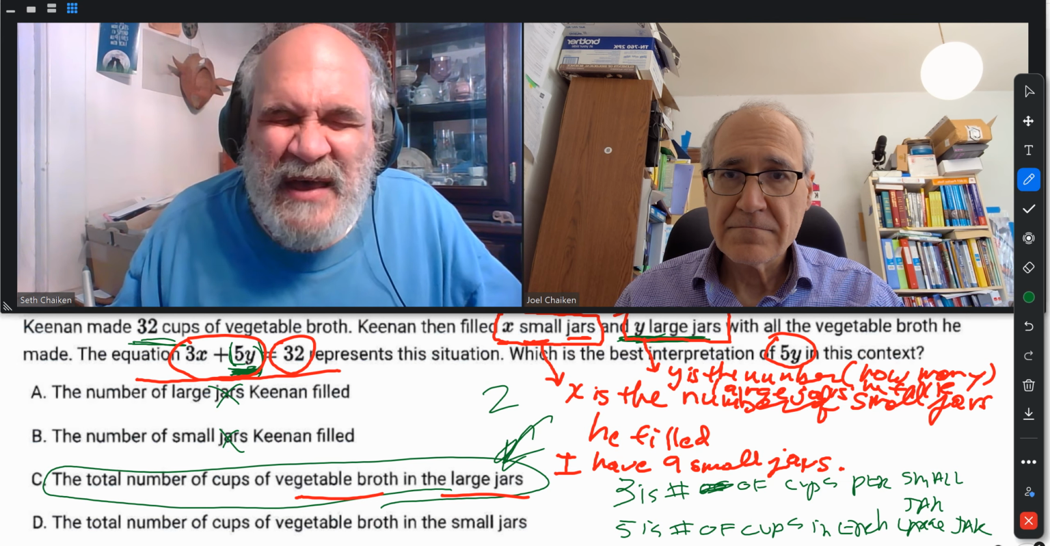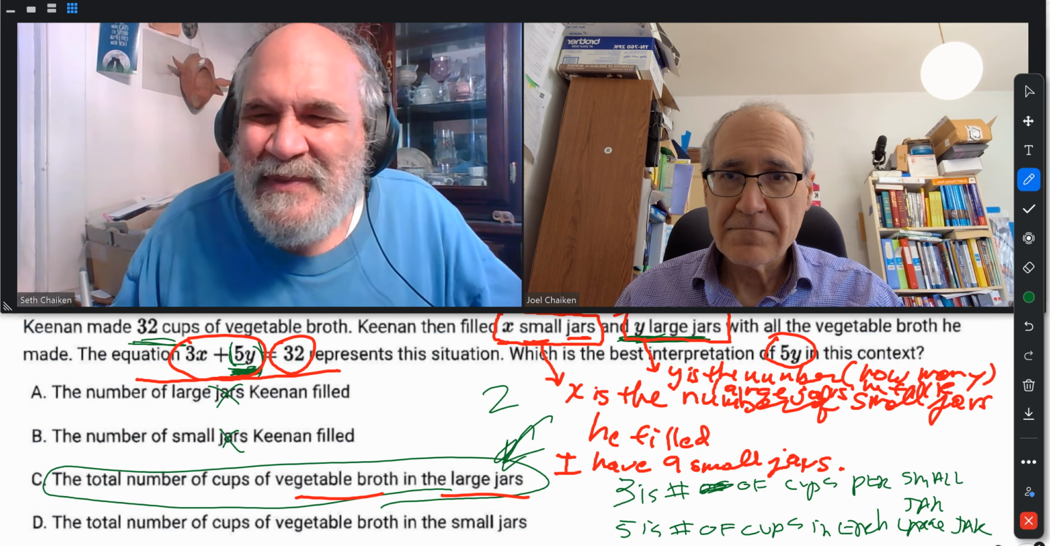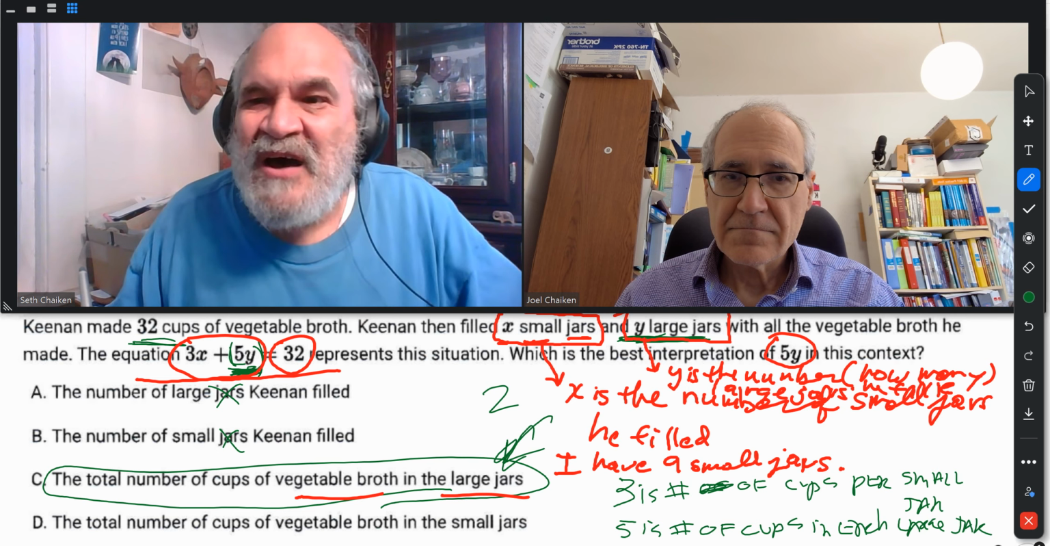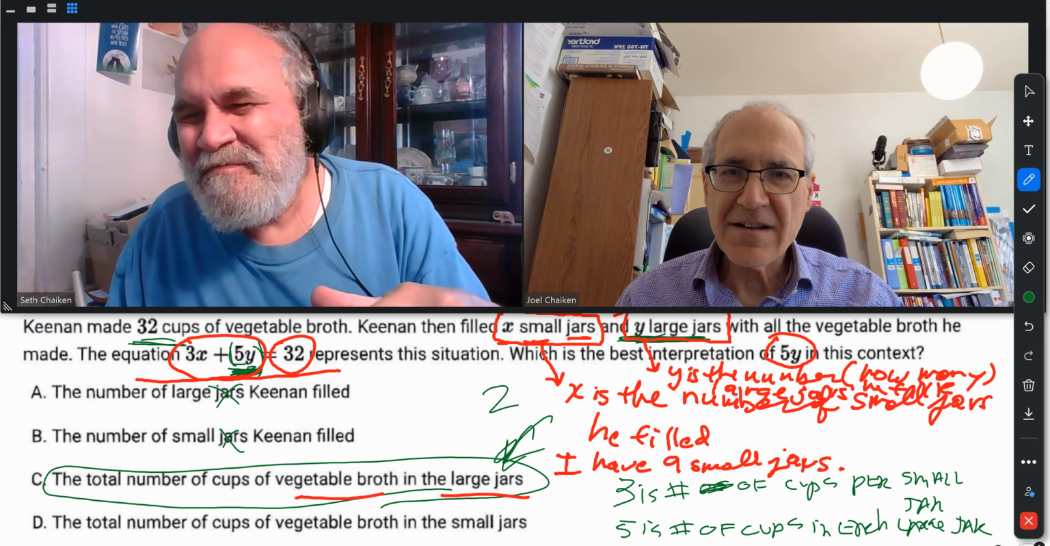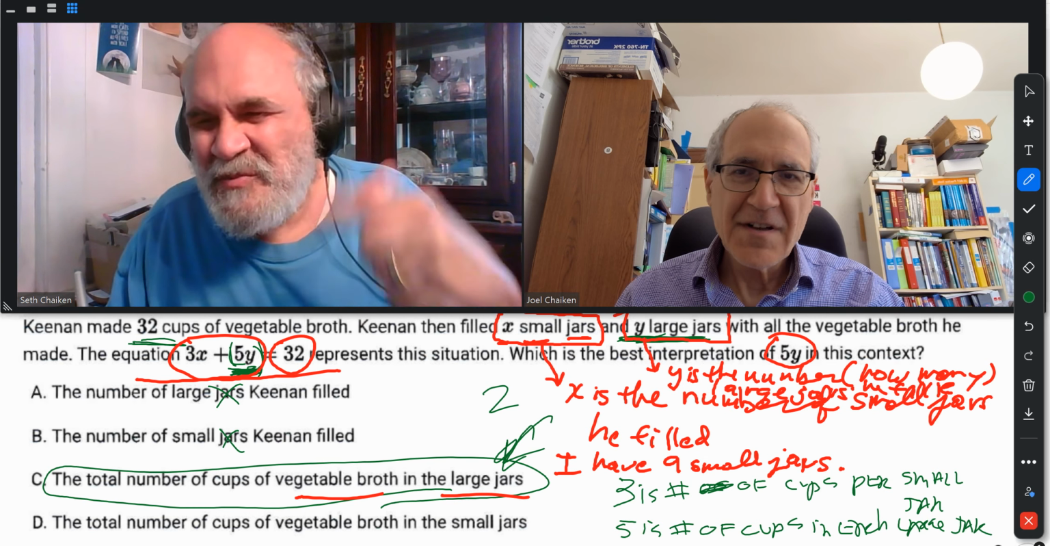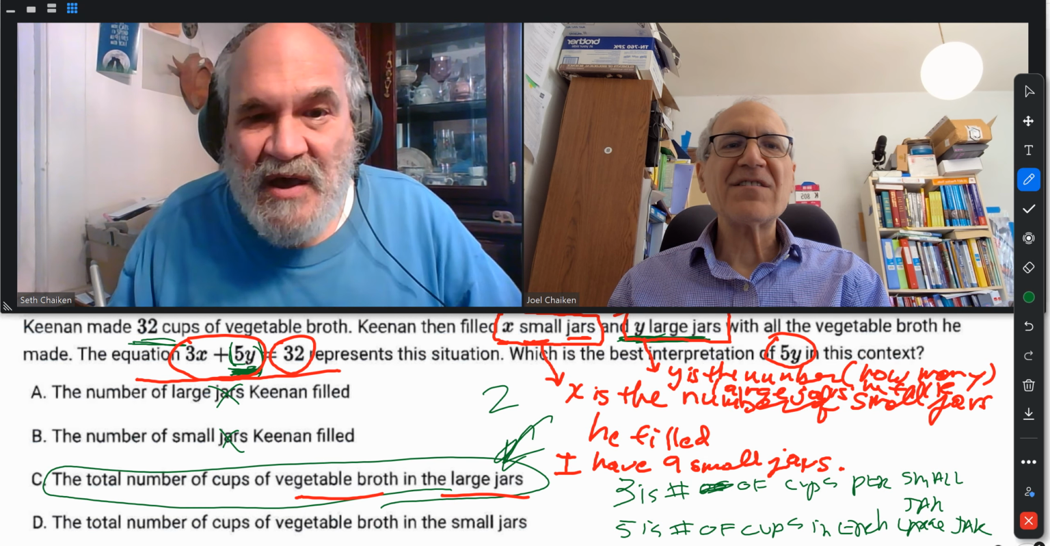So if someone would ask, what is the 9? You don't say 9 is the small jars. Exactly. 9 is the number of small jars. Absolutely right.